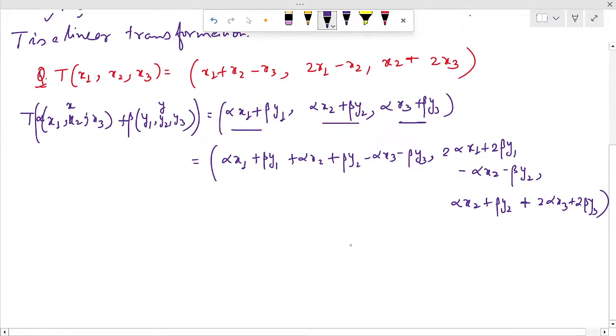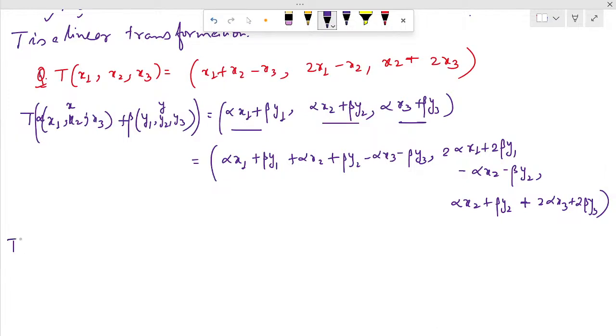Now if I use all these terms, I'll write T of alpha times x1, x2, x3, plus beta times y1, y2, y3.